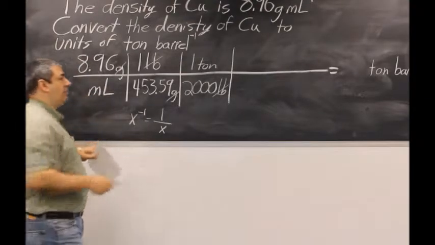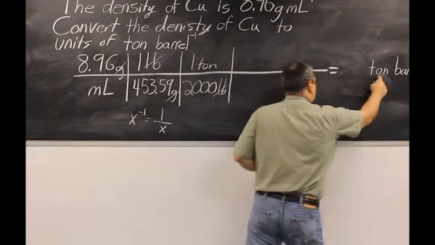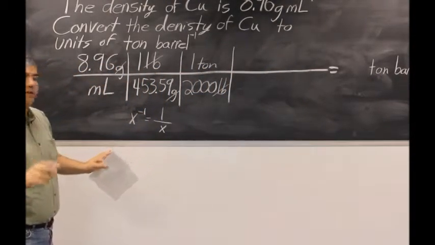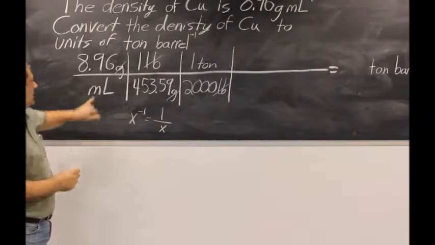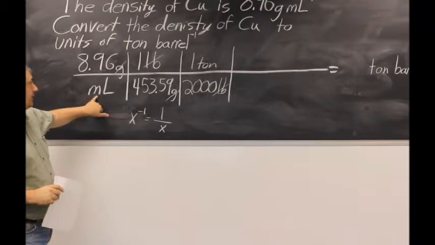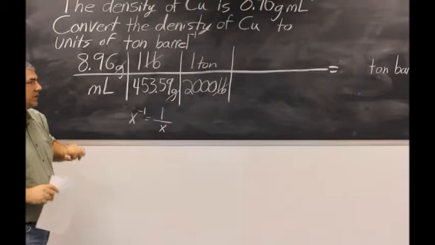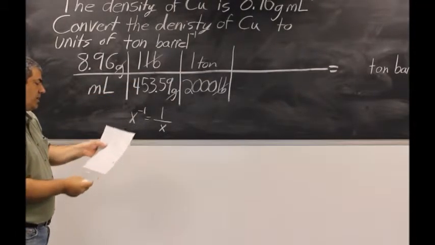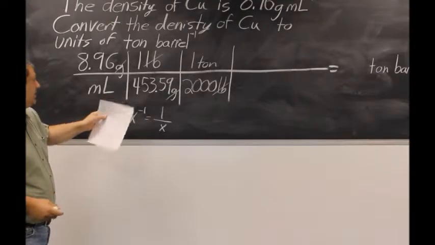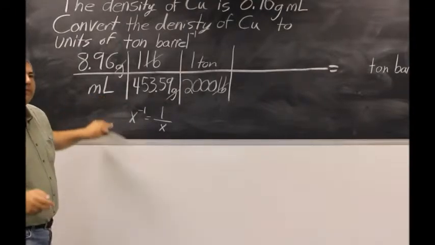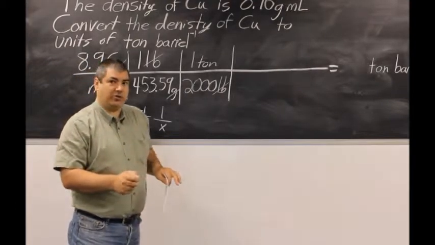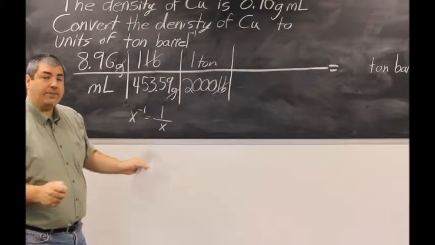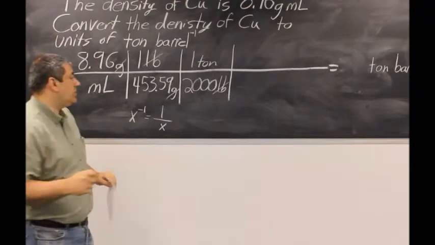So pounds cancel. Now we have tons. Well, you know what? That's what we want. So from a mass point of view, we're finished. We can start moving on to volume. We have per milliliter. Now tons per milliliter. We need tons per barrel. I gave you a conversion of liters to gallons, but this is milliliters. And that was intentional. I left out one unit conversion that you need. And that's because I expect you to know the metric system.